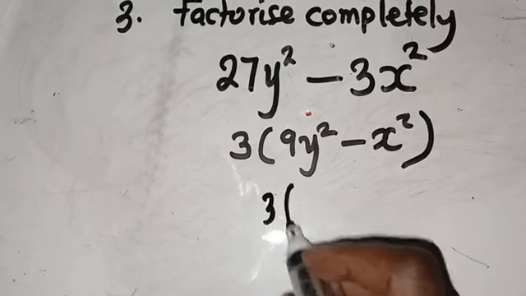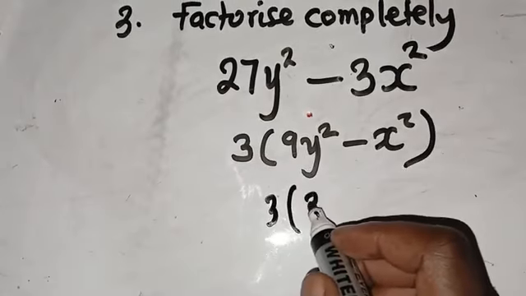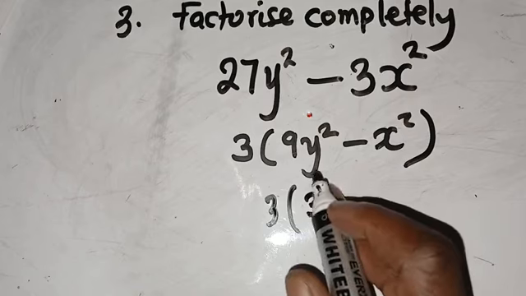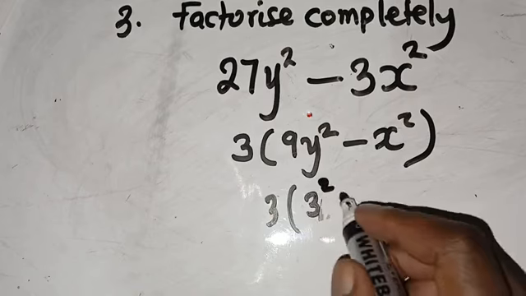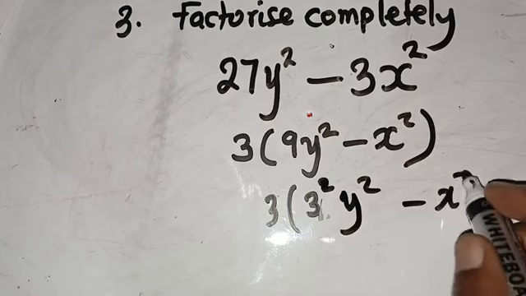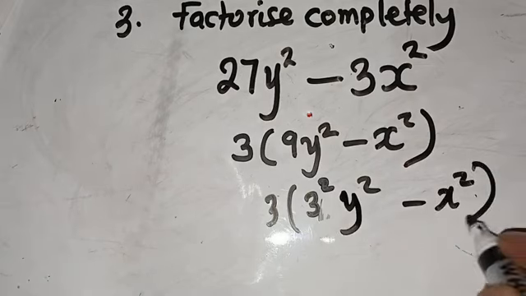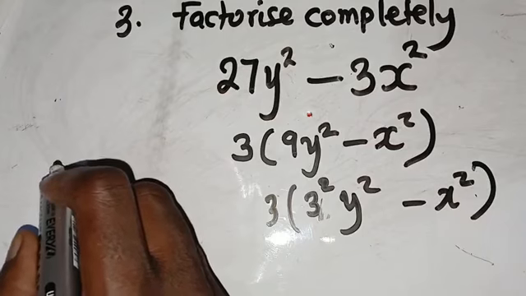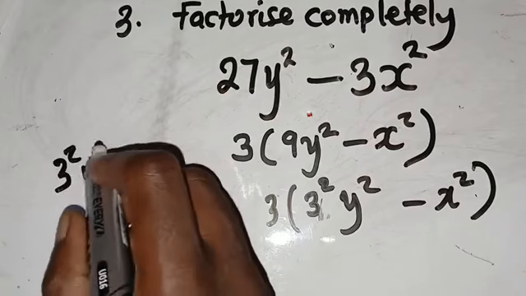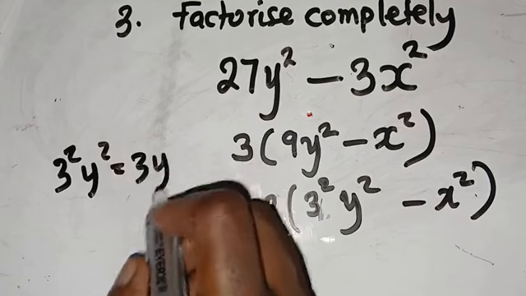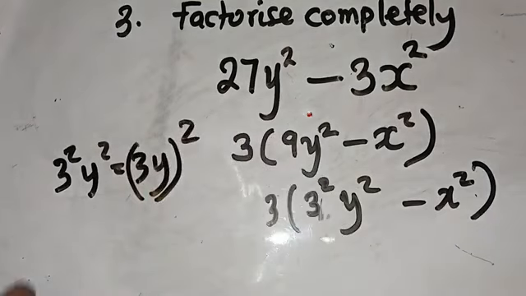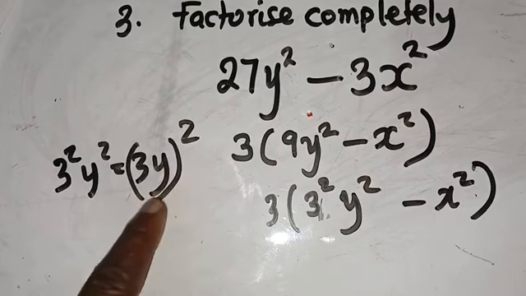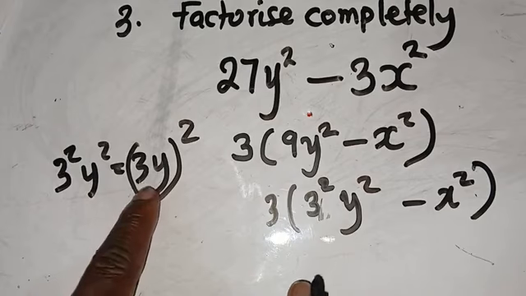So we'll maintain our 3. Then this 9, I'll change it to 3 squared, of course. This will be 3 squared y squared minus x squared. Take note of that. You have to take note of this one also here: 3 squared y squared is just the same as (3y) squared here. These are just the same. So now we could look at this one as this.